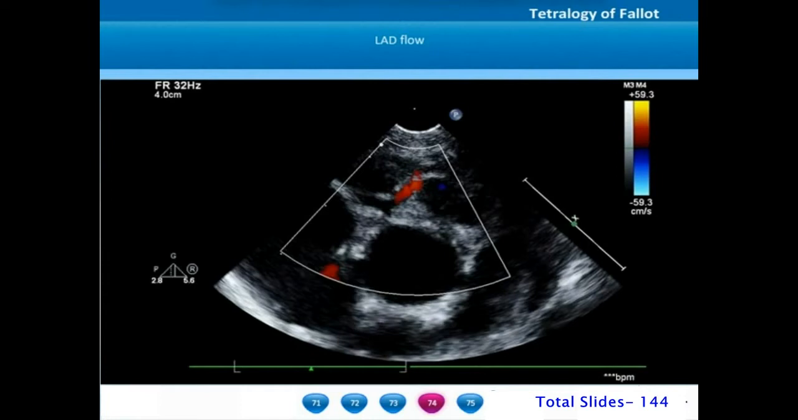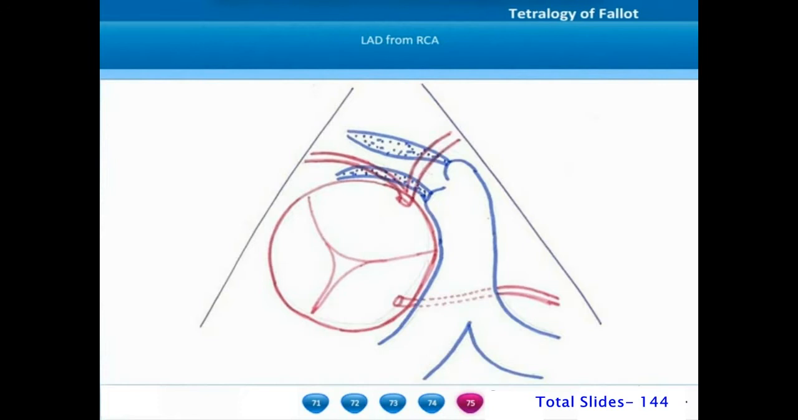When there is a left anterior descending coronary artery origin from the right coronary artery, it will be crossing across the right ventricular outflow tract to enter the anterior interventricular groove. If we need to demonstrate this parasternal short axis view with the coronary abnormality in a cartoon representation, we will notice that the left anterior descending coronary artery that arises from the right coronary artery will cross across the right ventricular infundibulum or pulmonary annulus anteriorly.